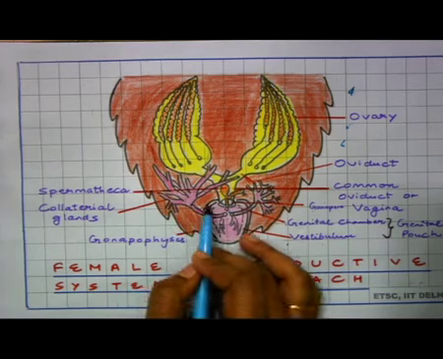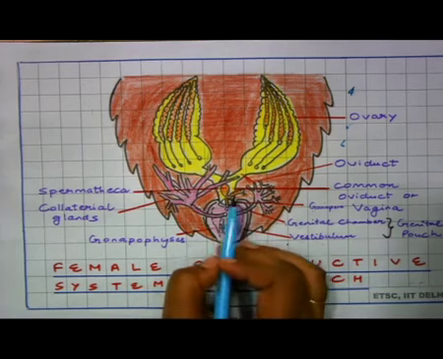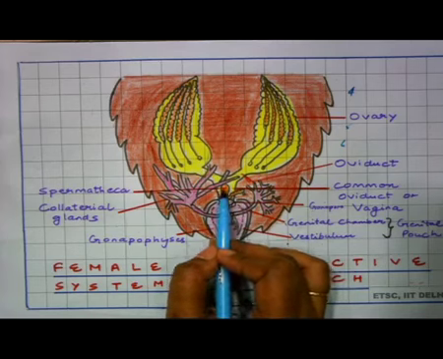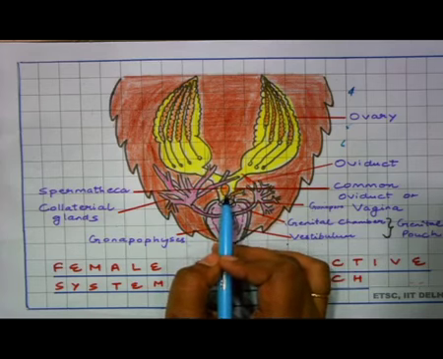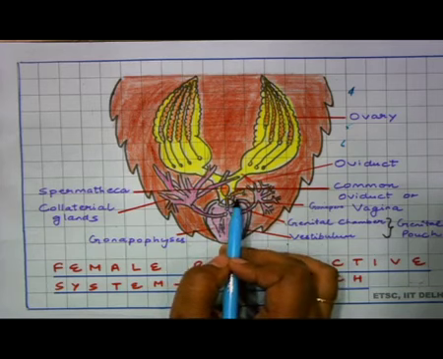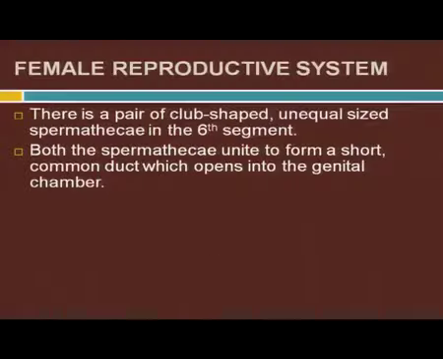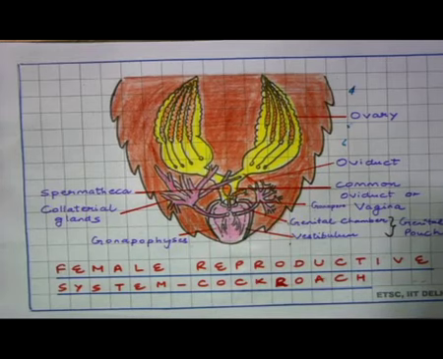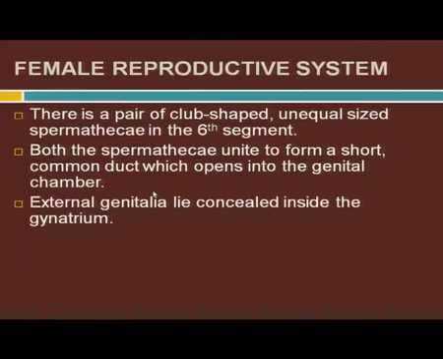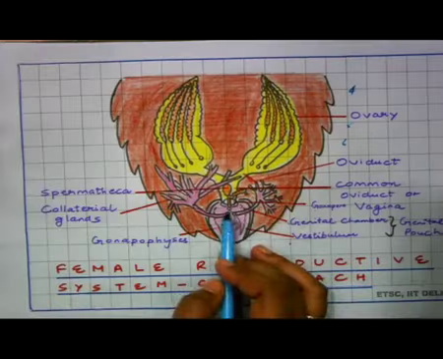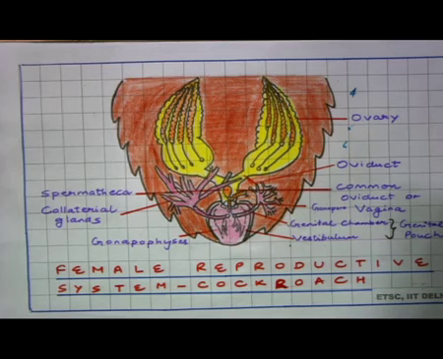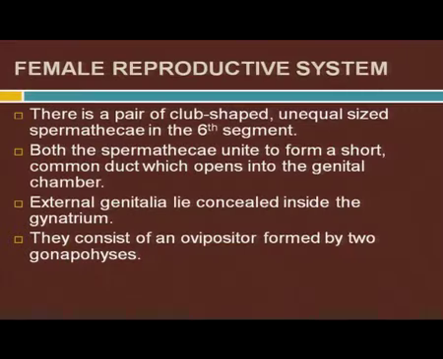First of all, we should know that there is a pair of club shaped, unequal sized structures. Here you can see this orange colored structure, which is the spermatheca. It is a club shaped pair but unequal sized in the 6th segment. What is the function of a spermatheca? These spermathecae unite and form a short common duct and open into the genital chamber. And the external genitalia is concealed in a chamber which is known as gynaetrium, and they consist of an ovipositor.